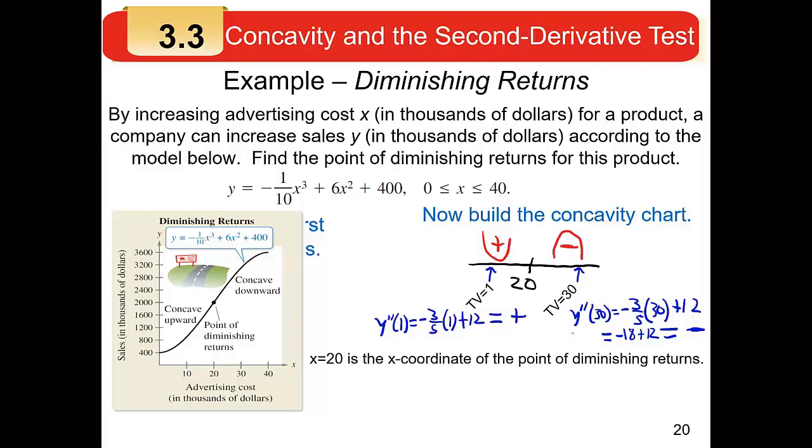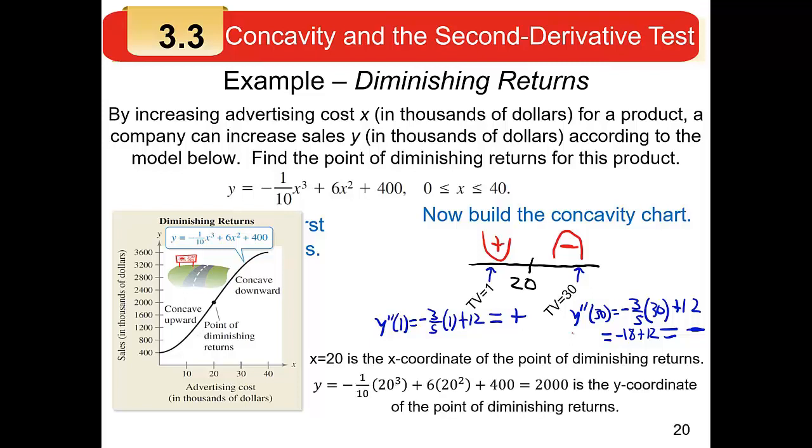So we still need to find the y-coordinate. So you plug back into the original function. Remember, whenever you compute y values, you go back to the original function. If you plug 20 in for x and calculate, you'll get 2,000 for the answer. So the point (20, 2000) is the point of diminishing returns.